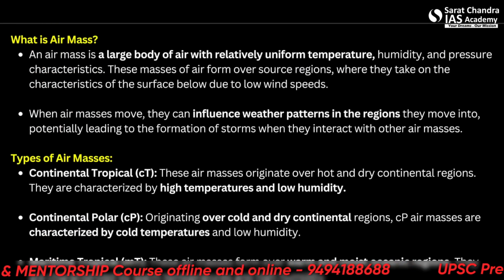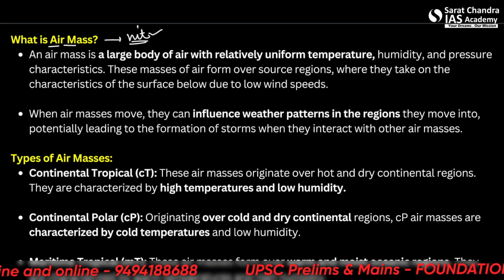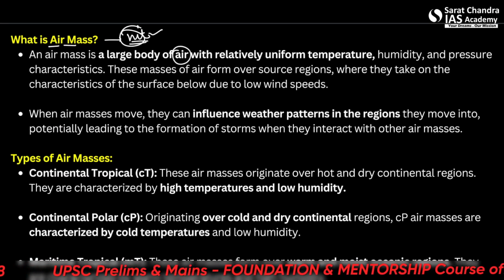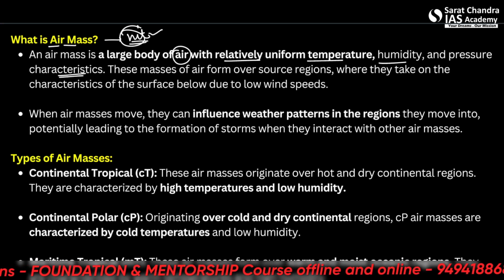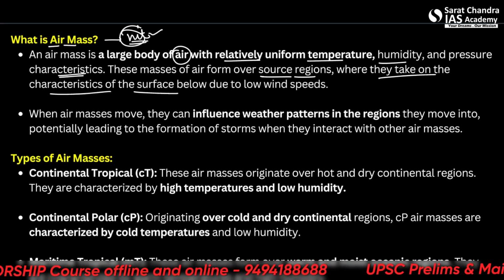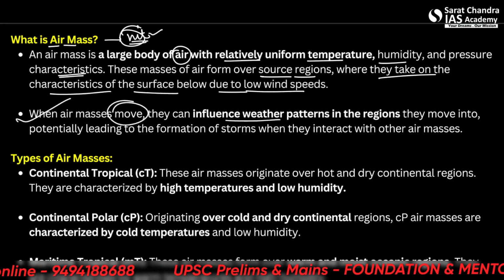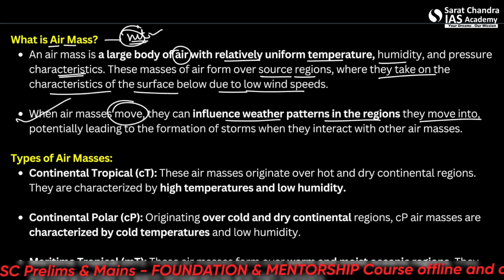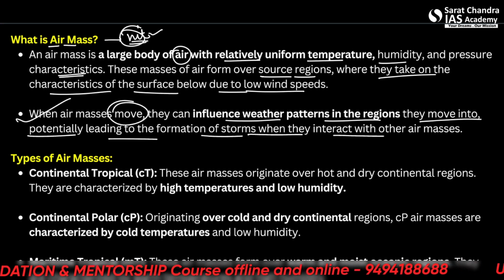Now let's talk about what is an air mass. We are talking about the MT type of air mass, the maritime type. So let's talk about what an air mass is. An air mass is a large body of air with relatively uniform temperature, humidity and pressure characteristics. These masses of air form over source regions where they take on the characteristics of the surface below due to low wind speeds. When air masses move, they can influence weather patterns in the region they move into. So this is very natural. Of course, if something is moving into some other area, it will influence it. So potentially leading to the formation of storms when they interact with other air masses.